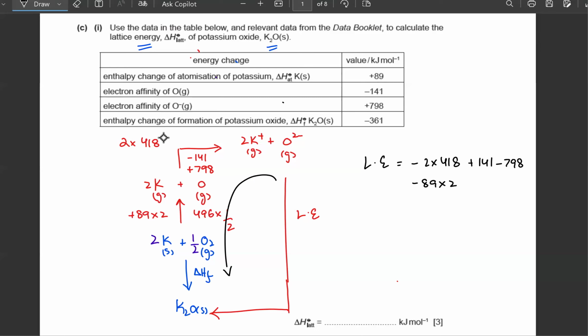I said somebody should start solving it on the calculator. Then it's minus 496 times half. And then it's the enthalpy of formation, which is also given. That's minus 361. So that's what my lattice energy would be equal to.